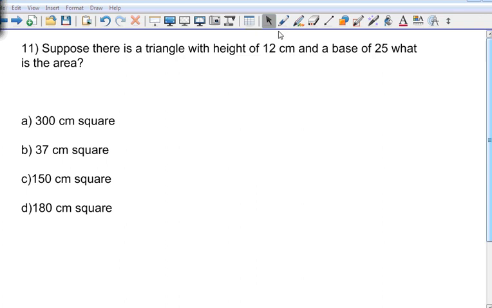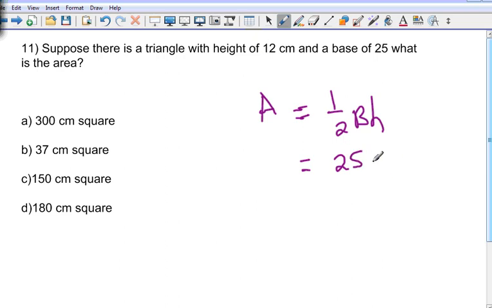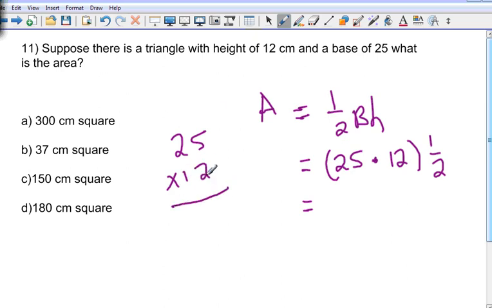Welcome back. Remember, the area of a triangle is half the base times the height. So what's our base and height again? Well, our base was 25 and our height was 12. And of course, we're going to put that in half. 25 times 12, what's that going to get me? Well, I can multiply it like this, and I'm going to get 300.